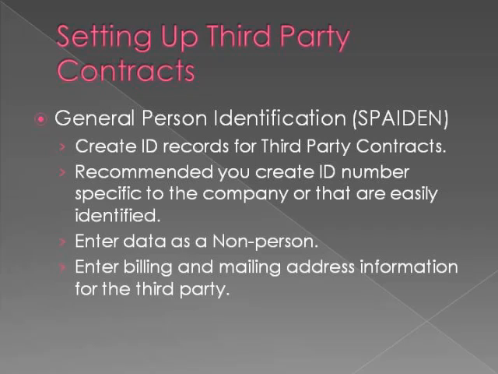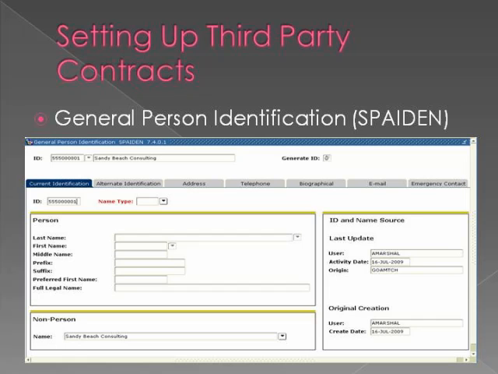You also need to enter a billing and or a mailing address for each one of your third parties. In this screenshot, I've indicated that we've used the ID number with the first three letters starting all fives, and this being my first contract, the last number is the number 1.